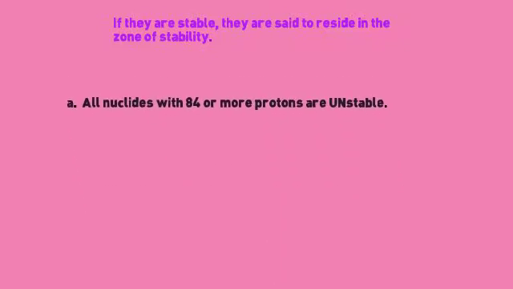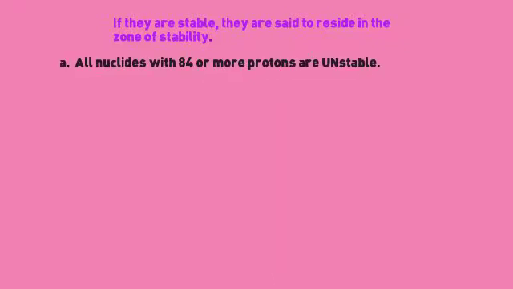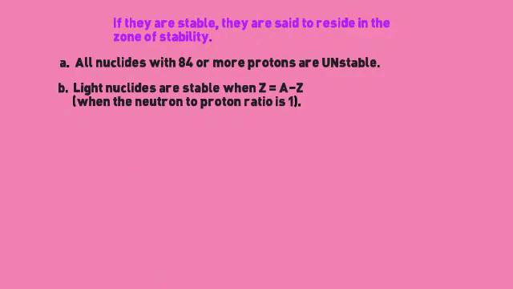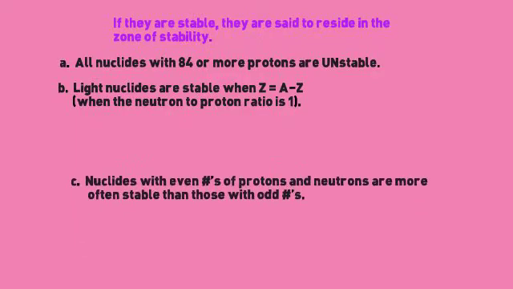So how do you know if they're stable or not? Well, there's a couple of simple little rules associated with that. A, all nuclides with 84 or more protons are unstable. So that means the big fat nuclei, they're unstable. They're radioactive. Light nuclides are stable when Z equals A minus Z. Atomic number equals the mass minus the atomic number. And when the neutron to proton ratio is 1.